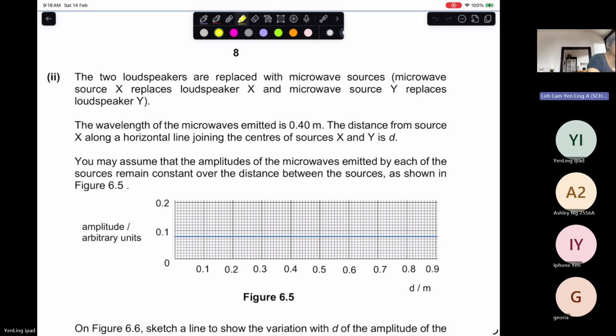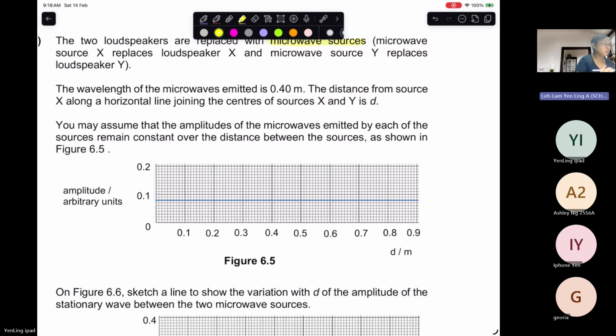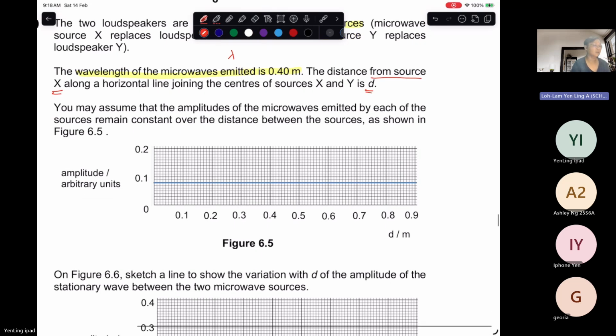So now what we are doing is we are going to replace with a microwave source, and to make it simple, we are going to have 2 microwave sources that are identical to each other. Okay, so they are oscillating in phase with each other. The wavelength of the microwave emitted, I'm giving you, is lambda. And the distance along the line is noted to be d. So I'm going to measure d from the source x. So d is distance measured from x.